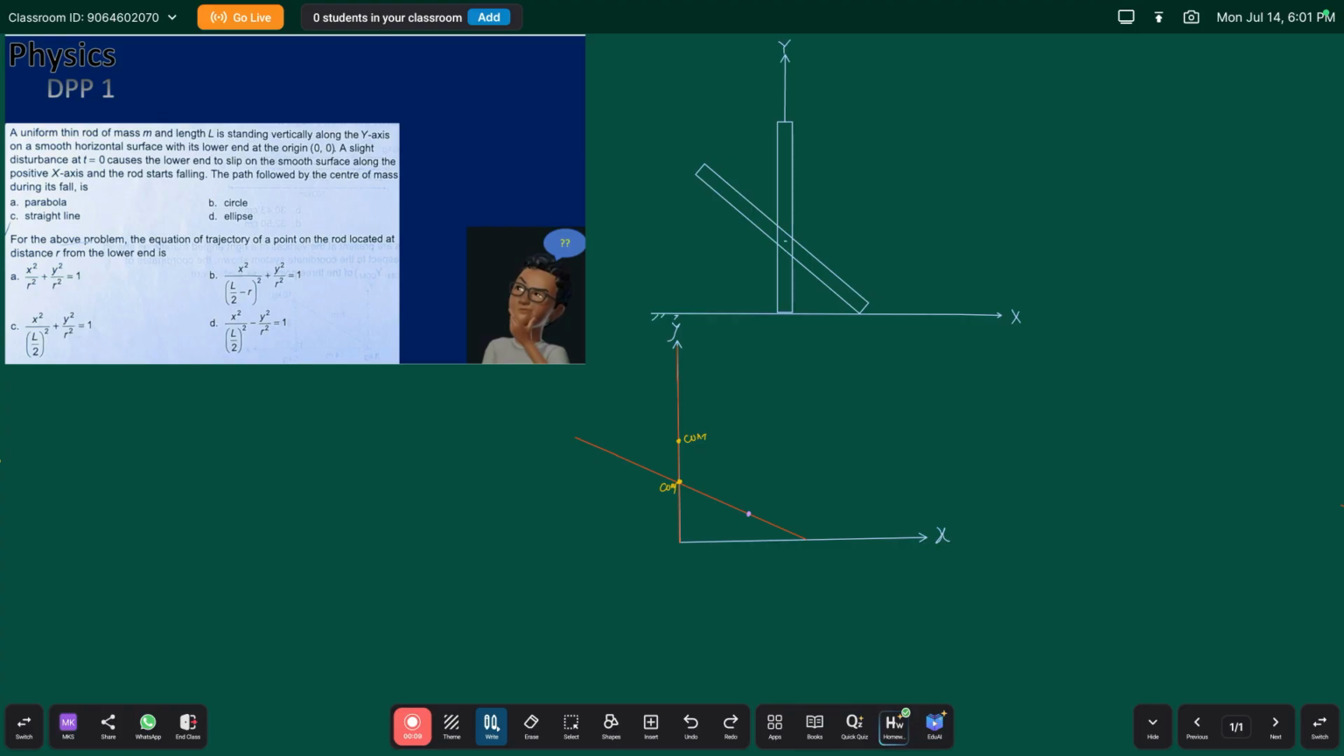This question is related to the center of mass concept. It says a uniform thin rod of mass m and length capital L is standing vertically along the y-axis on a smooth horizontal surface. Standing vertically along the y-axis means there is no support on it. It is standing by its own. Its lower end is at the origin (0, 0).